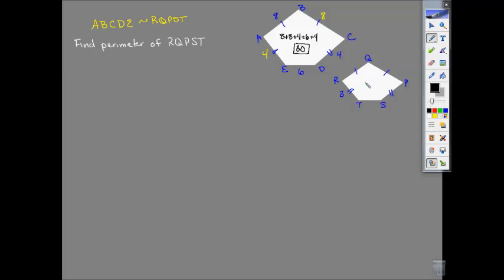Now, because they're similar, I could go through and find all of the sides and then add them all up. But it's easier to just find the scale factor and then use the perimeter of the first one to find the perimeter of the second one. So what I'm going to do is mark that A is the same as R, B is the same as Q, C is the same as P, and D is the same as S. And then by not marking it, E and T will be the same.